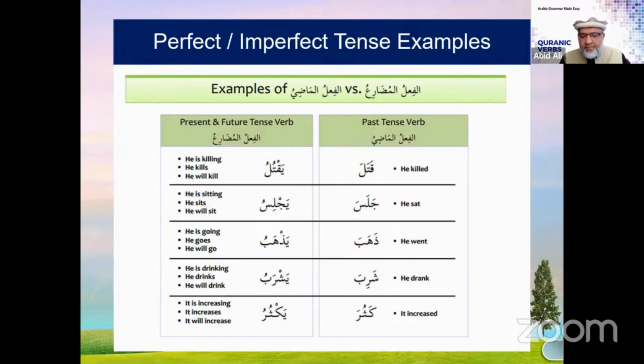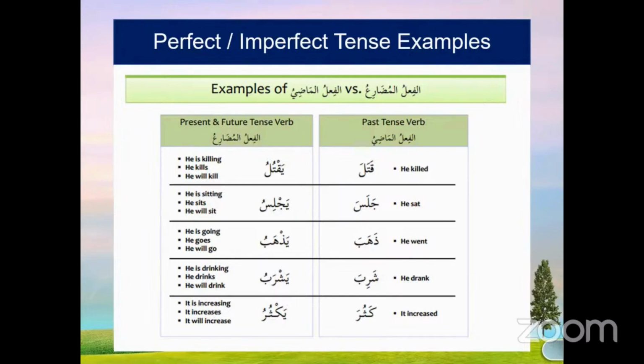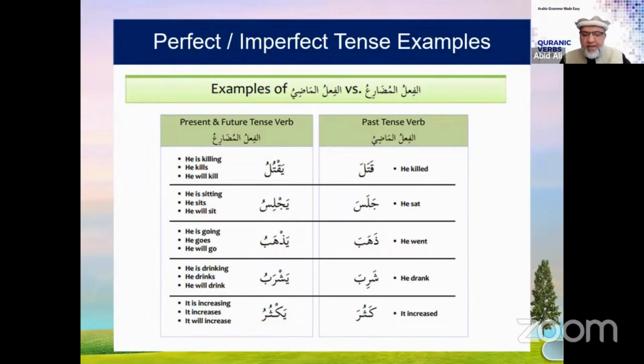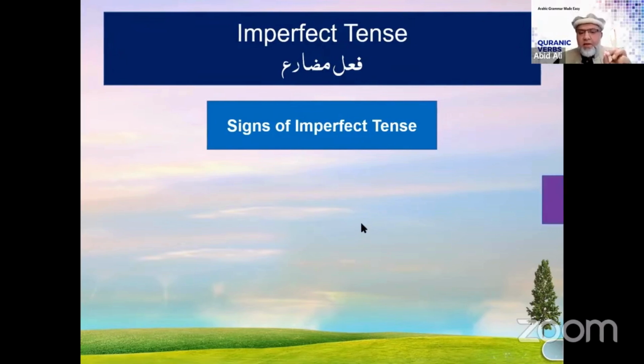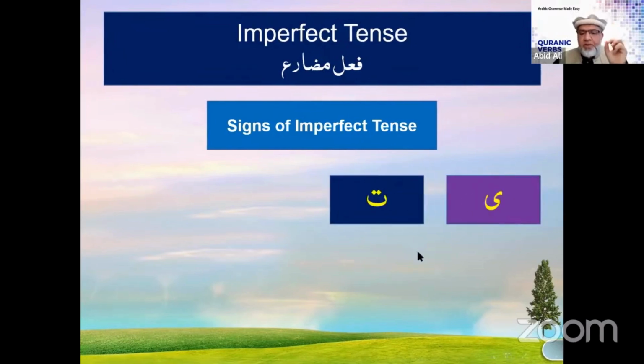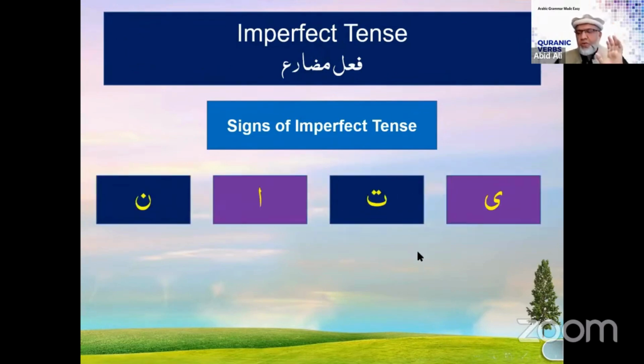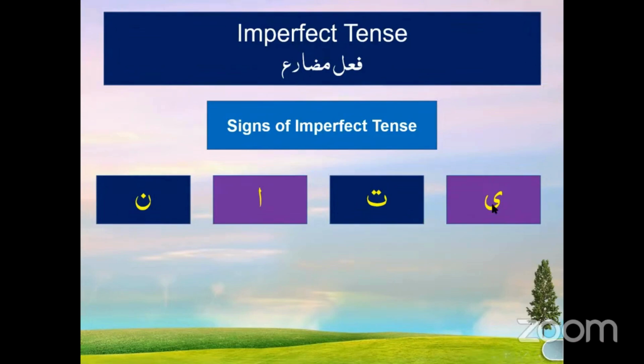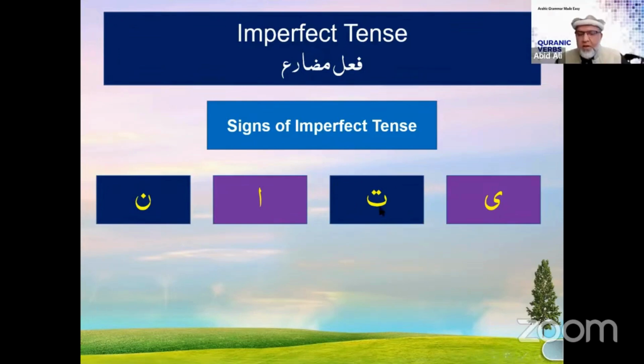Okay. Kathura, yaksuru: it increased, it is increasing, it increases. So the signs are ya, ta, alif, and noon. Isn't that what we just looked at? Yes. Ya for the third person, ta for the second person, alif and noon for the first person. Alif for I and noon for we.